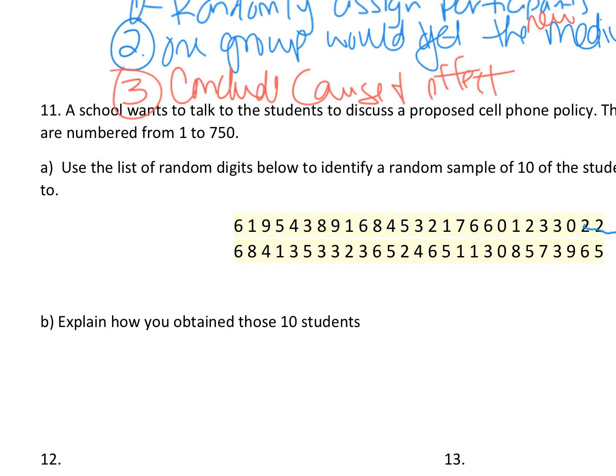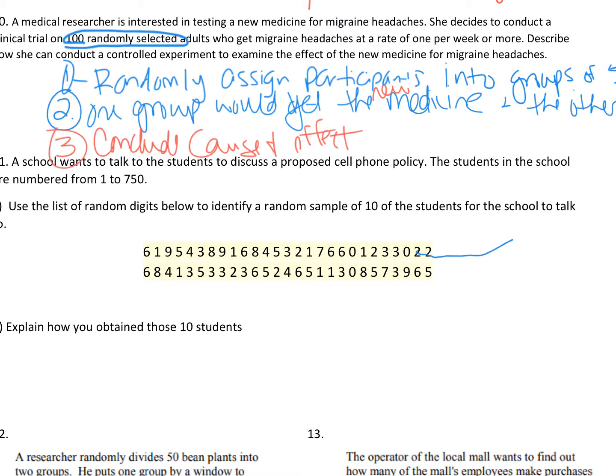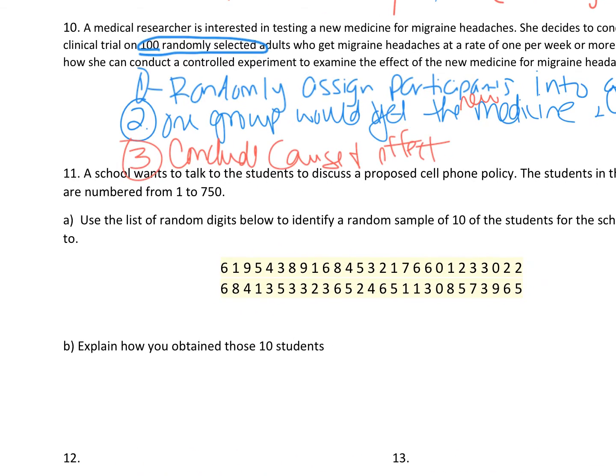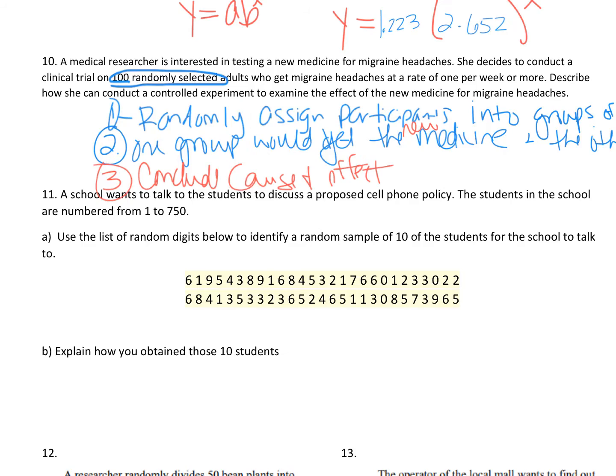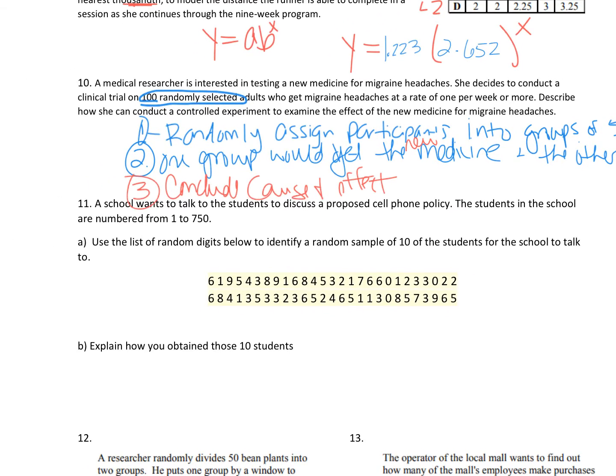Alright, next question says, the school wants to talk to students about a proposed cell phone policy. The students in the school are numbered from 1 to 750. Use the list of random digits below to identify the sample of 10 students for the school to talk to. Now the first thing you're going to want to do is state that 001 is your first student. So you're going to say 001 is student number 1. And then 750 is the last student.